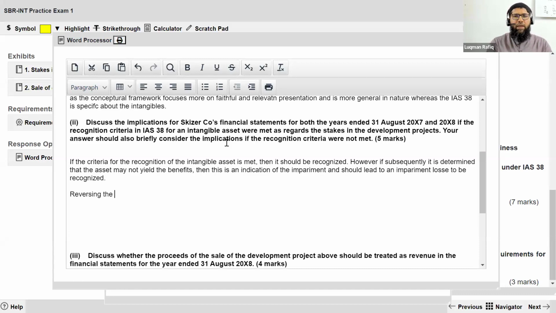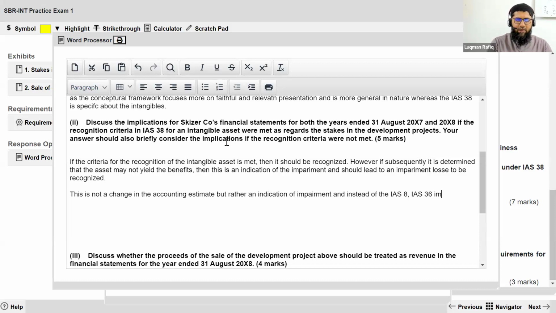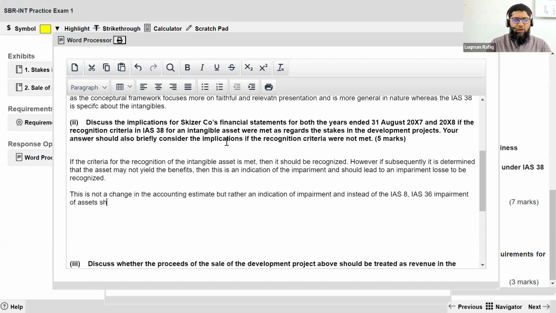Reversing the policy. Okay. This is not a change in the accounting estimate, but rather an indication of impairment, and instead of IAS 8, IAS 36 Impairment of Assets should deal with this matter.